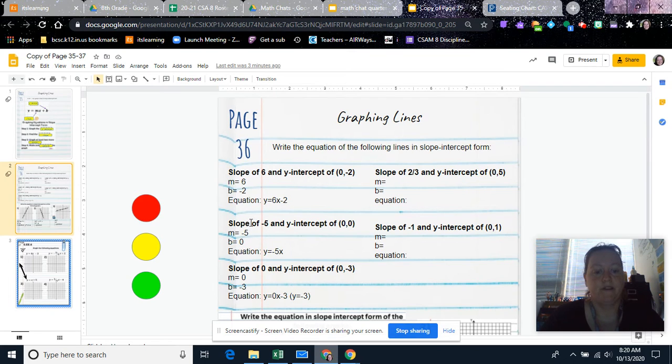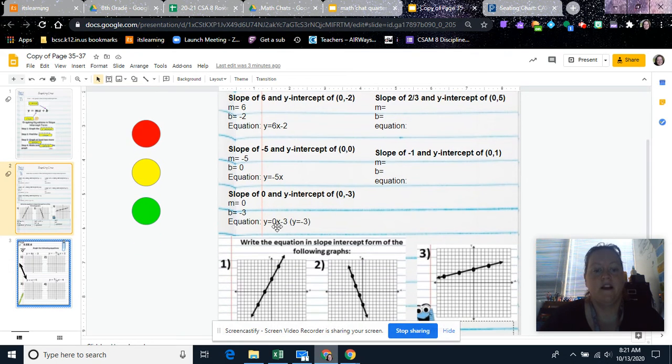Either one would work. If you have a slope of -5 and a y-intercept at 0, your m would be -5 because that's your slope. Your b is 0, so y equals -5x. Now, if you wanted to, you could say plus 0, but we know when you're adding 0, you don't really need to have it. What if you have a slope of 0 and a y-intercept of (0, -3)? Well, your m is 0, your y-intercept is -3. So what that would look like is y equals mx plus b, so 0x minus 3. Now, 0 times x is 0, which means you don't really need this first part, and so you could just say that it's y equals -3.